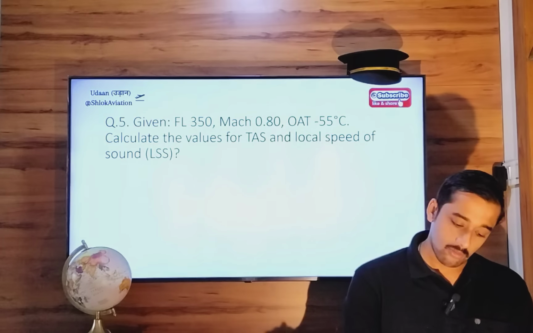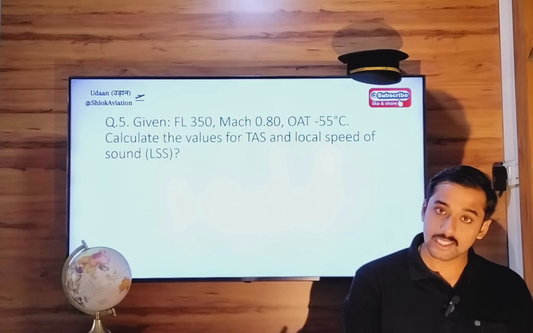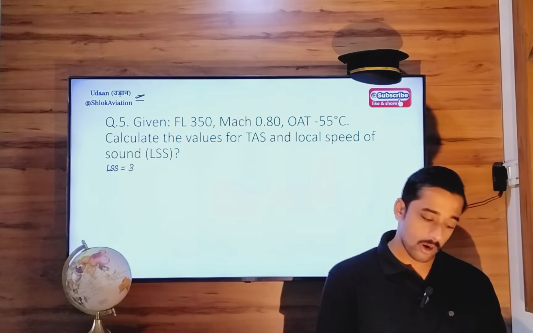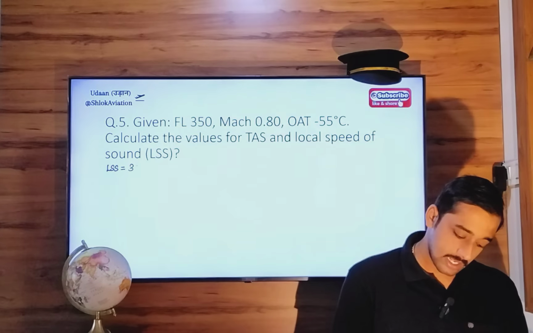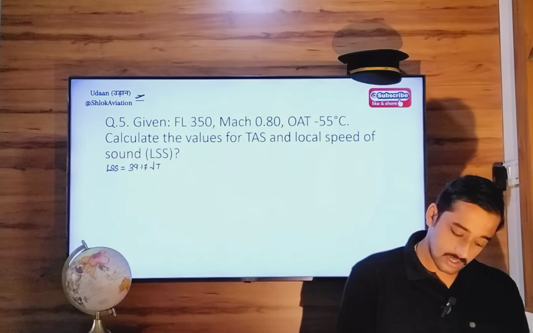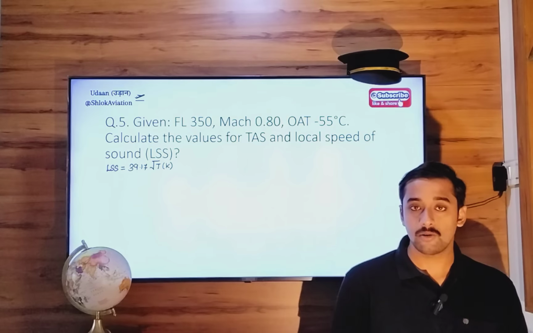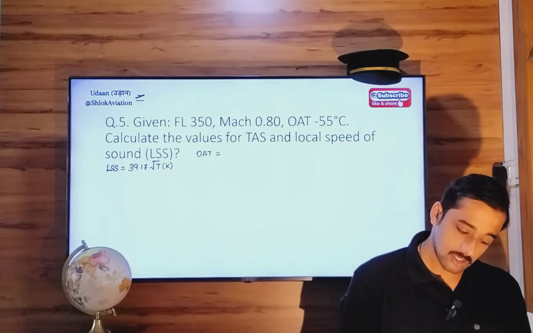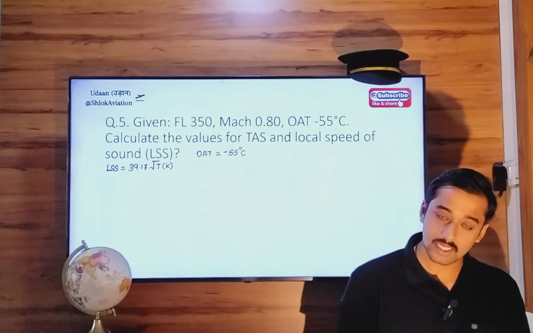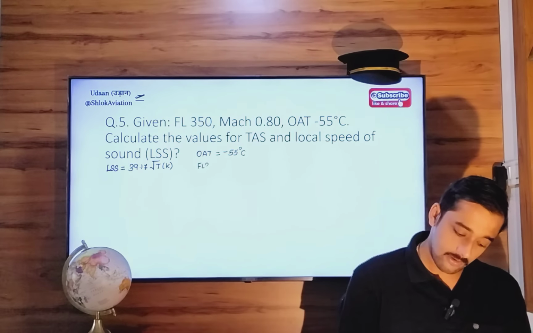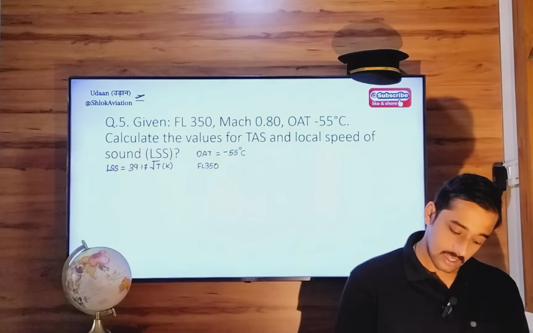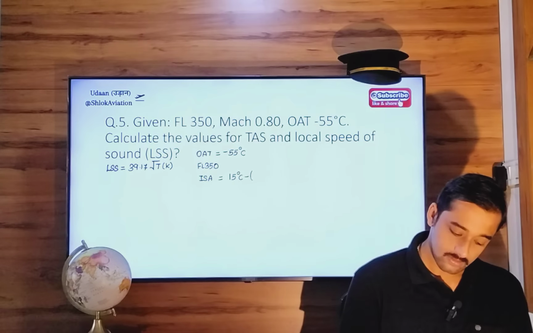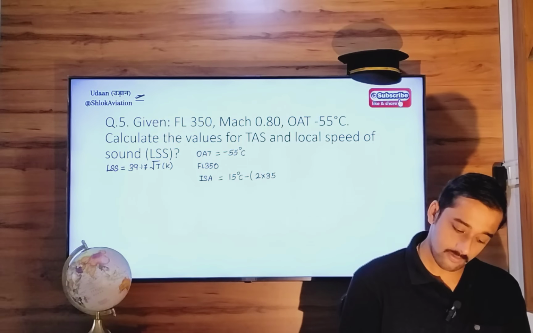Flight level is given to you, Mach number, temperature. Calculate true airspeed and local speed of sound. Now local speed of sound equals 39.17 times the square root of the absolute temperature in Kelvin. Now outside air temperature here is minus 55 degrees Celsius, right? Flight level 350 or 35,000 feet. Now ISA temperature at this level should be 15 degrees Celsius minus 2 into 35.